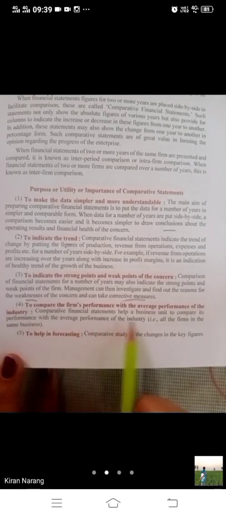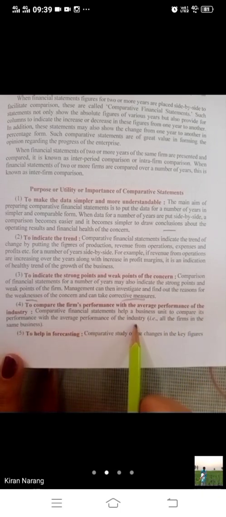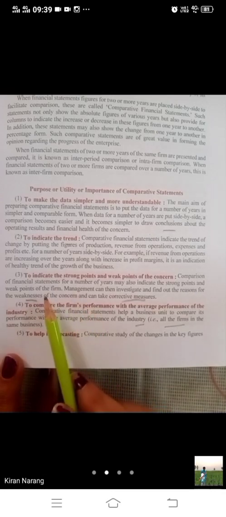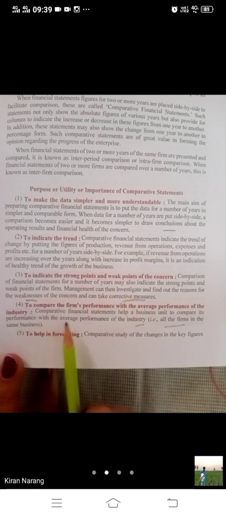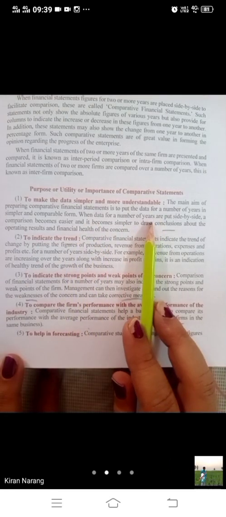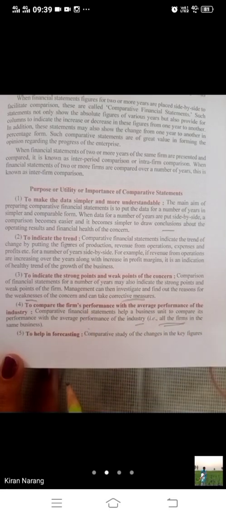To compare the firm's performance with the average performance of the industry. Comparative financial statements help a business unit to compare its performance with the average performance of the industry, meaning all the firms. It is not only used to compare two years of the same business concern. It is also used to compare the data of two different companies. Company A's data can be put in column A, and in column B we can put the data of company B. So we can do comparison among other firms also.